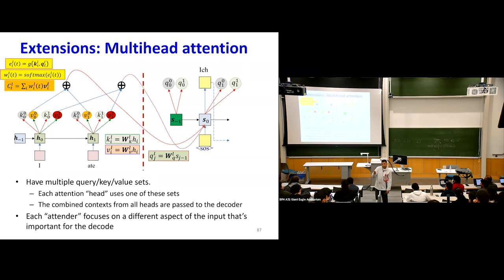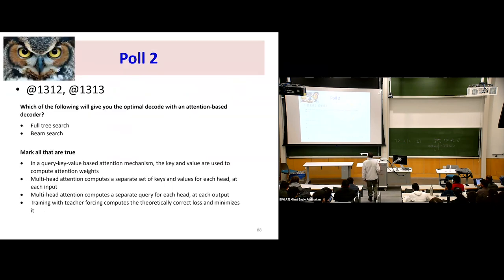You're going to get as many such context vectors as the sets of keys and values that you've computed, each of which is called an attention head, and then you can concatenate these context vectors to form the extended context vector. So this is what is called multi-head attention. Right. Each head focuses on a different aspect of the input. That's important for the decoder.